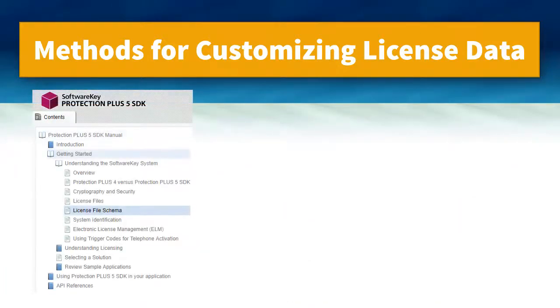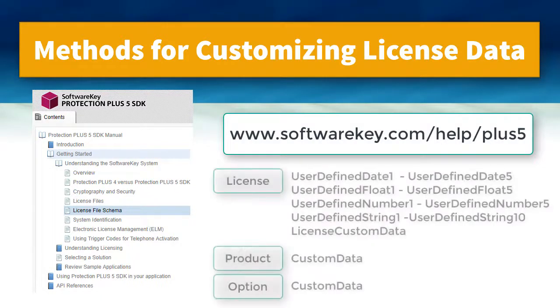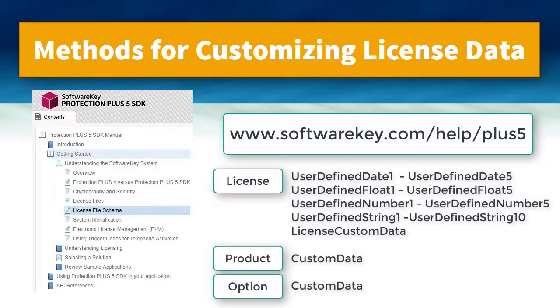No matter which approach you use, you can refer to the License File Schema manual topic to see where each field is stored in the Protection Plus 5 XML license file.